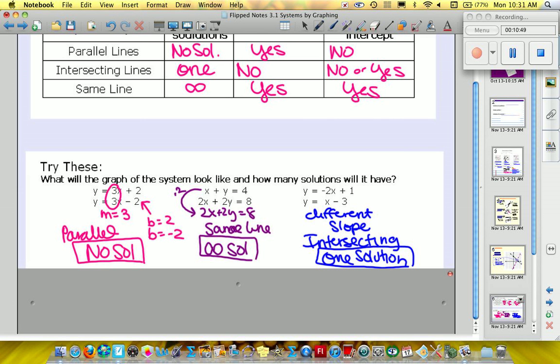Okay. I could go through and classify these. This would be inconsistent. This is consistent, dependent. If I had to write my answer, it would look like this, or I could have used the second equation. This is consistent, independent.